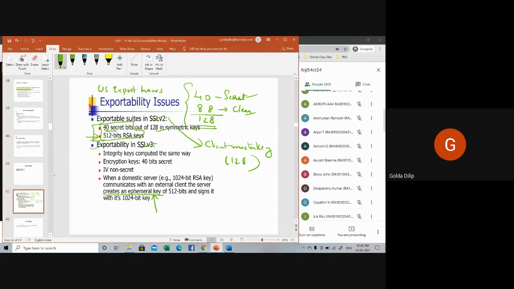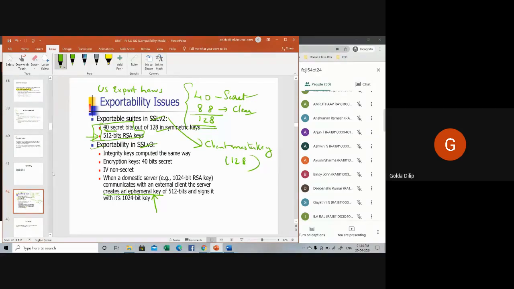So when a domestic server communicates with an external client, the server creates what is called an ephemeral key of 512 bits and signs it with its 1024 bit key. It creates a temporary, one-time key. That's what is called an ephemeral key. So that will be an improved version compared to SSL version 2. The key can be changed periodically.